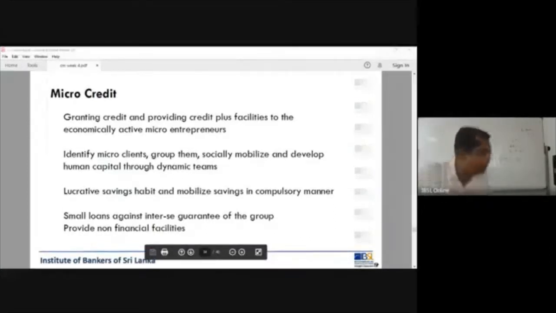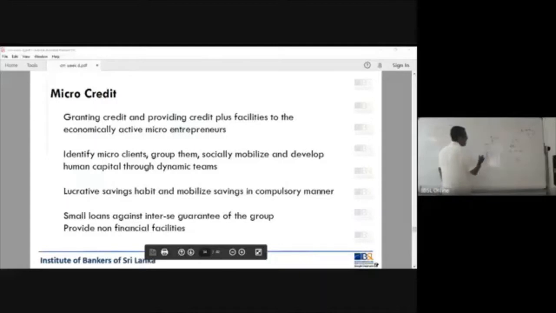This is the group financing method. We create groups. Bank will lend to them 50K each. His 50K will be guaranteed by these two. His 50K will be guaranteed by these two. His 50K will be guaranteed by these two.